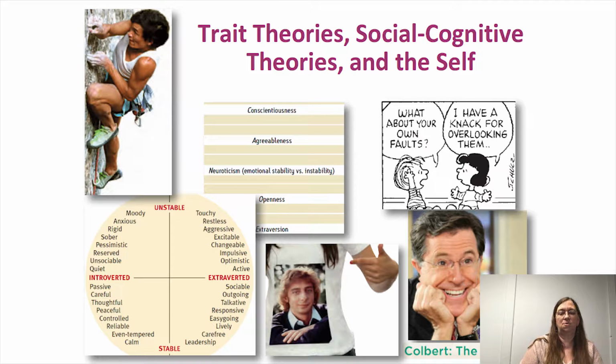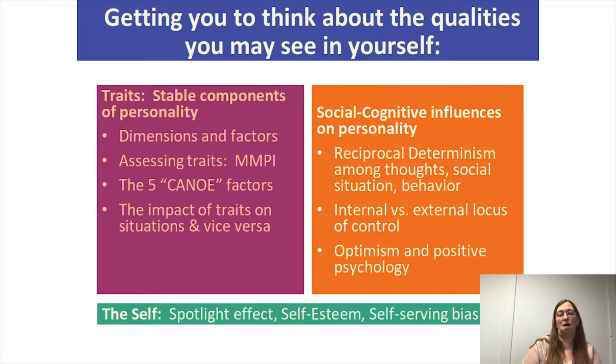In addition to the trait theorists, we also have our social cognitive theories and the sense of self. The social cognitive theories we're going to cover in video 5. So we're going to concentrate just simply on the trait theories and the perspectives. So getting to know who you are, getting to see those qualities that you can actually see in yourself.